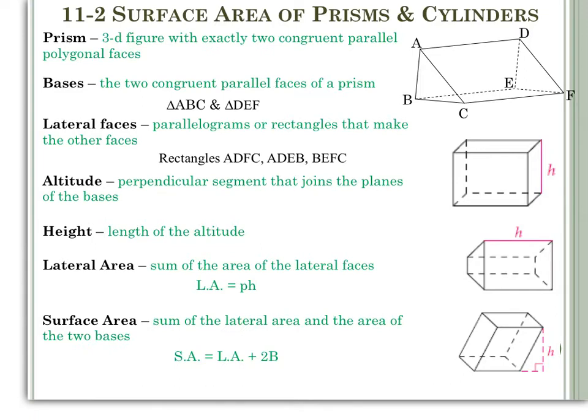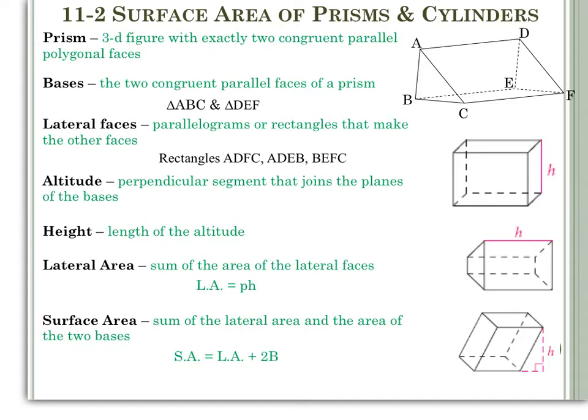Lateral faces are the parallelograms or rectangles that make the other faces. So again, in our triangular prism on the right, our lateral faces are rectangles ADFC, ADEB, and BEFC. The altitude is the perpendicular segment that joins the planes of the bases. The height is the length of the altitude.